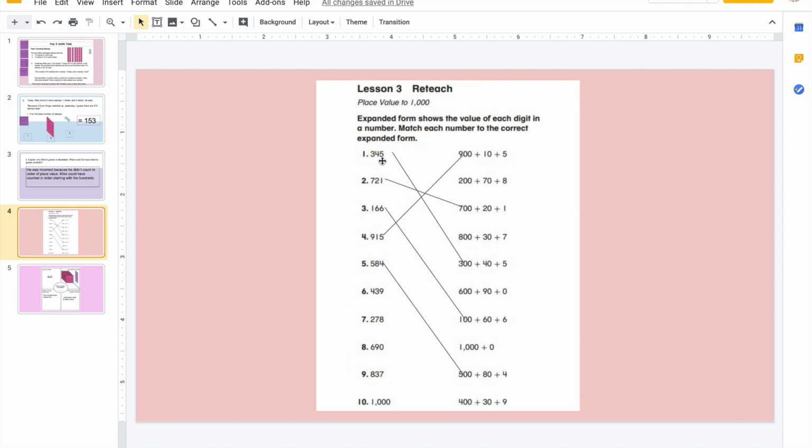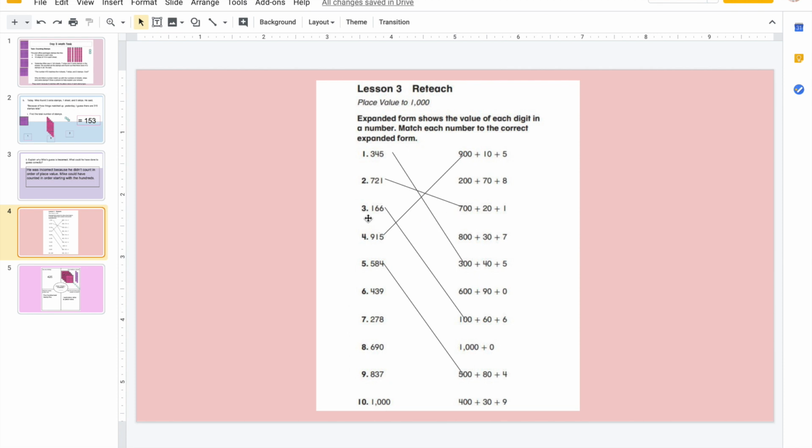And understanding that the 5 in 345 is representing 5 ones. So you would need to draw a line from 345 in its standard form to 345 in its expanded form. And again, expanded form is just giving the value of each digit in that number. So number 2 is 721. It's understanding that the value of the 7 in 721 is 700, the value of the 2 is 20, and the value of the 1 is indeed 1. So we would draw a line from 721 to its expanded form.